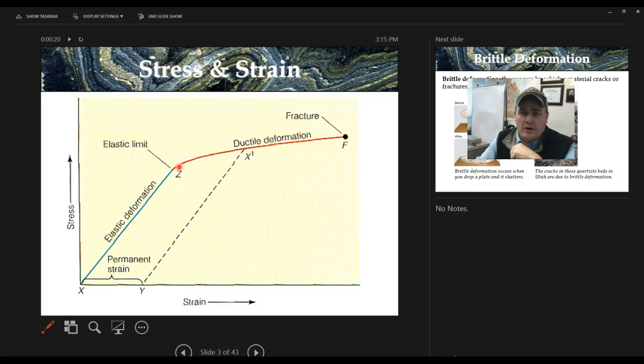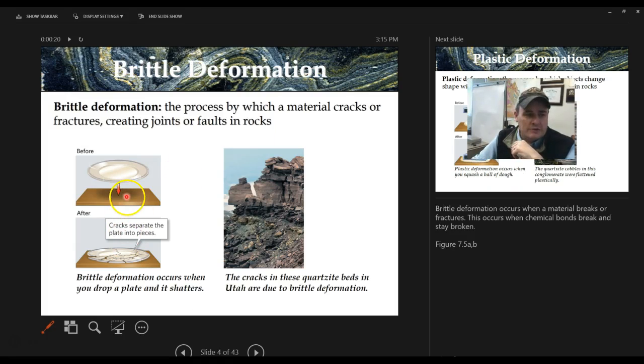They have what we call brittle deformation. And when you have brittle deformation, these rocks will break apart. Okay? So brittle deformation is an example of this. This is the process in which a material cracks or fractures, causing joints or faults in rocks. And we'll talk about what each of those things are, joints and faults, a little bit later.